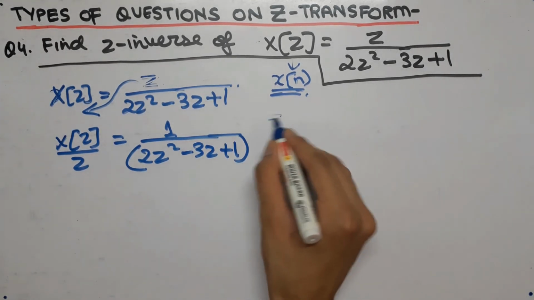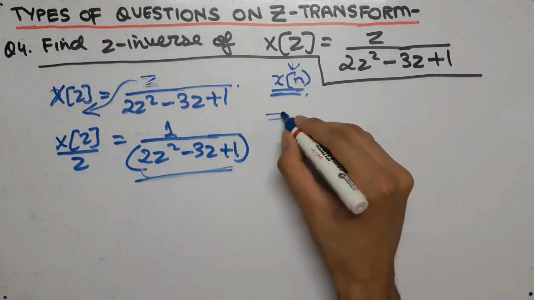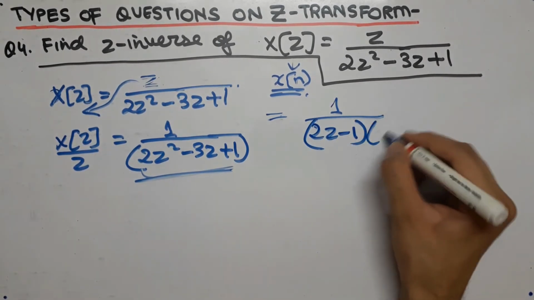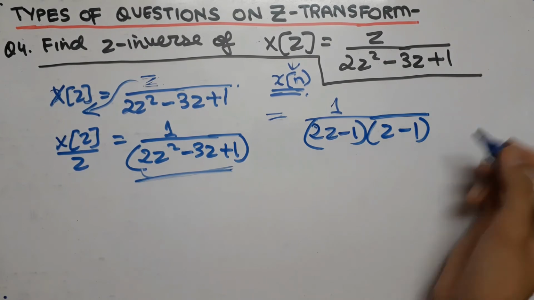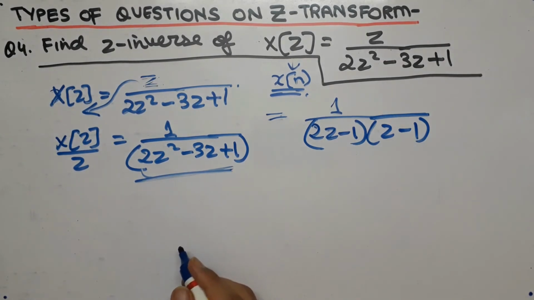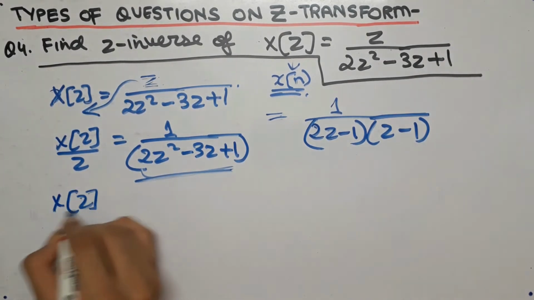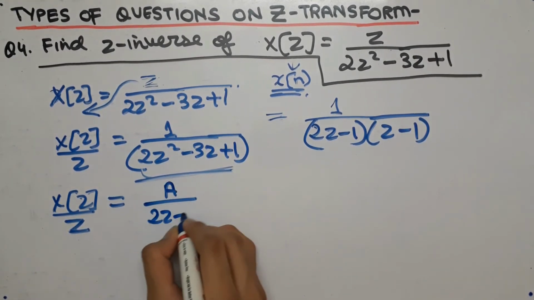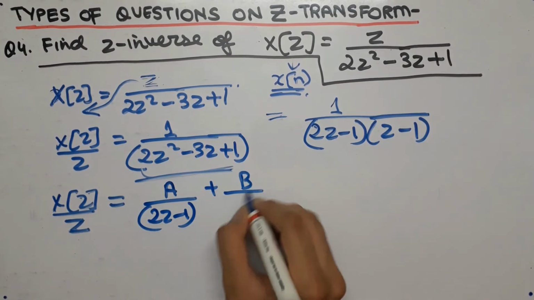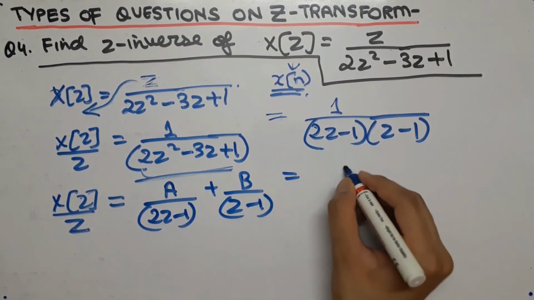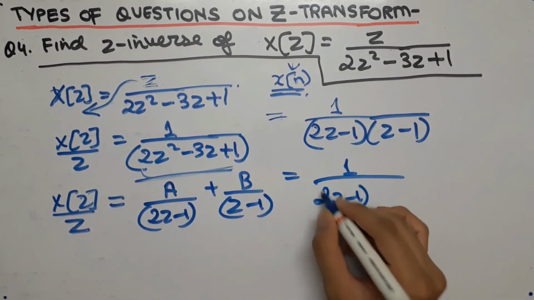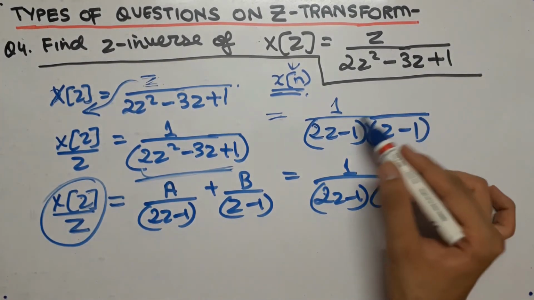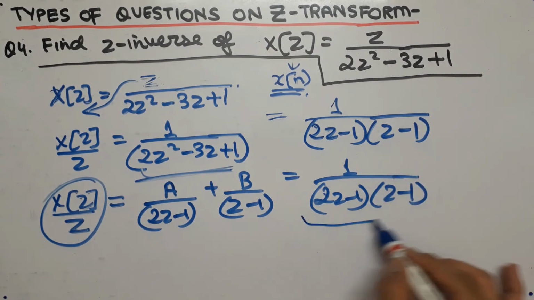Now guys, we are going to further solve this equation. That is, we will write this as 1 upon 2z minus 1 into z minus 1. Now guys, we are going to apply partial fraction. That is, xz upon z is equal to a upon 2z minus 1 plus b upon z minus 1 is equal to 1 upon 2z minus 1 into z minus 1. That is, we have simply put this value of xz by z over here.